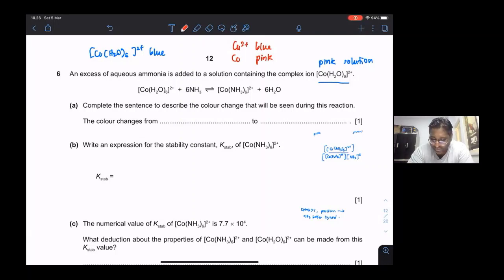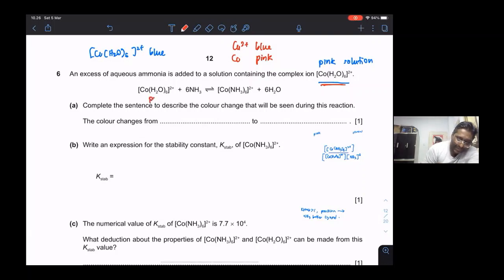To explore detail about it, cobalt 2 chloride paper is actually used to test for water. If you have cobalt with the presence of water, the cobalt 2 chloride paper will change from blue to pink. That's the reason, because of the formation of this complex. Anyway, complete the sentence to describe the color change that will be seen in this reaction.